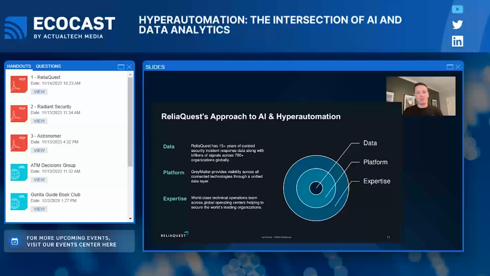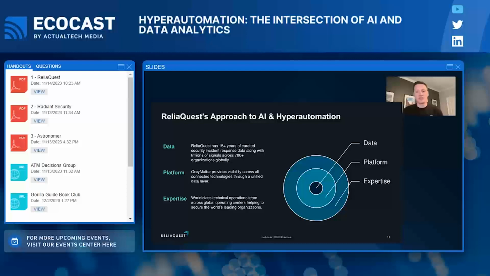And finally, all this is backed by the expertise of the ReliQuest team. So we have over 1,000 security professionals around the world. They all have a deep understanding of the challenges that security operations faces and how to solve them. And ultimately, I believe the models can only be as good as the people developing and deploying them. And so that's really where the expertise comes in to help drive development and put guardrails around where the automation makes sense and how to do it most effectively.